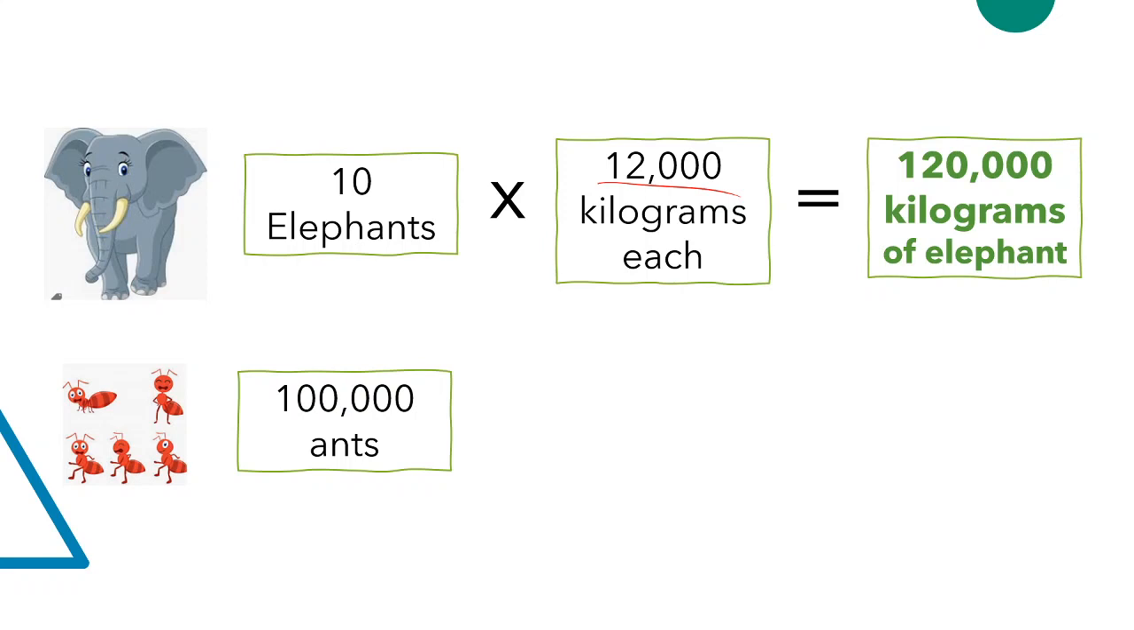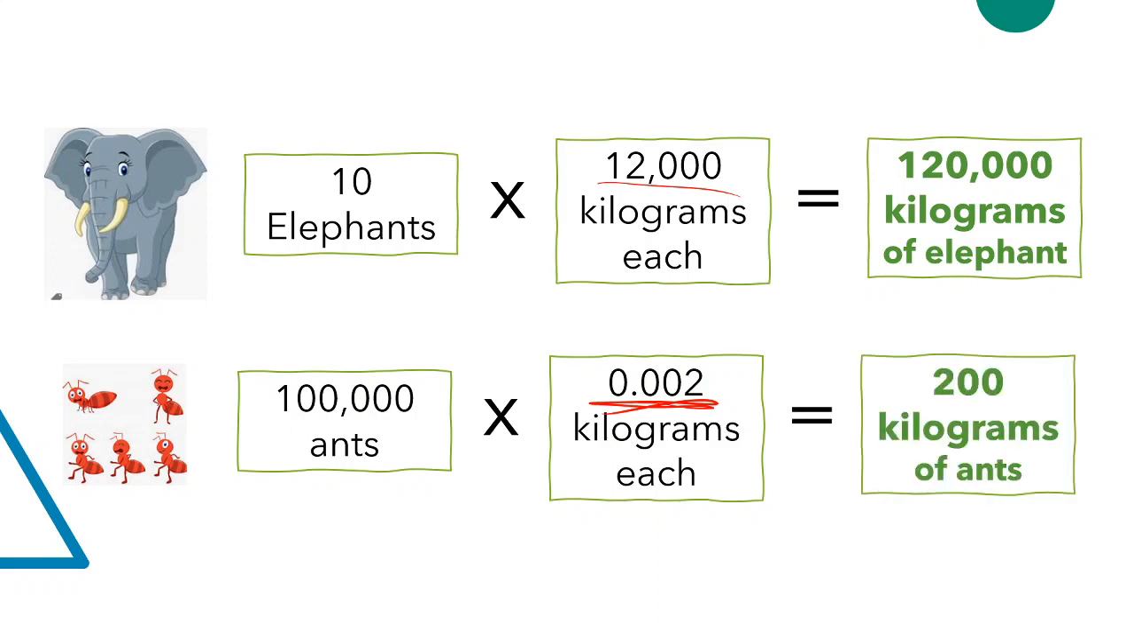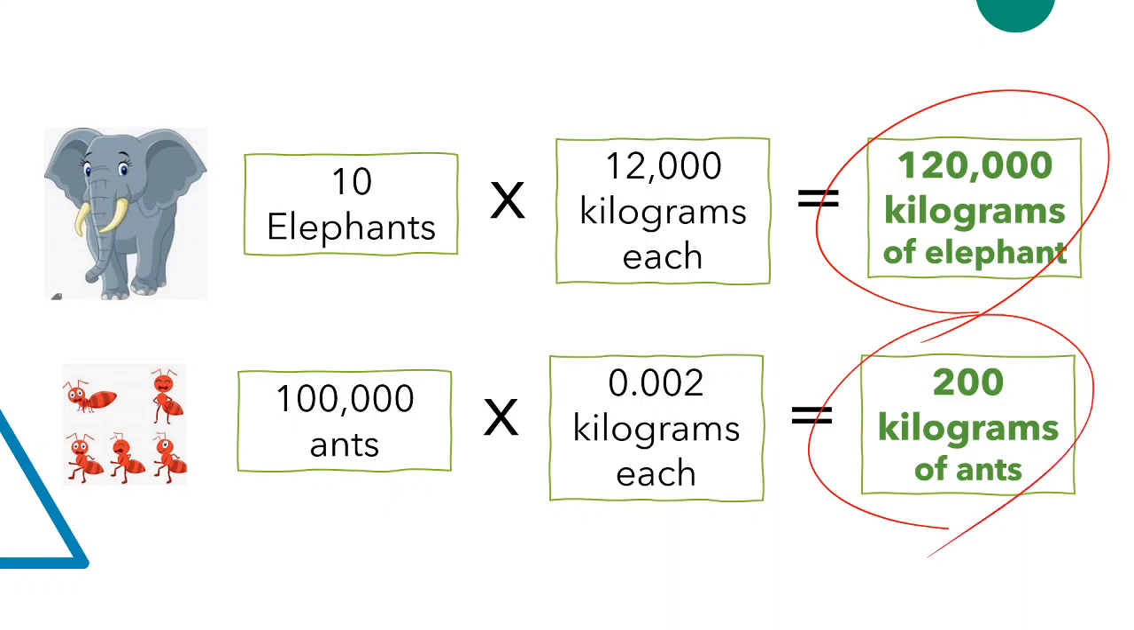If we take those 100,000 ants, but multiply them by the fact that they only weigh 0.002 kilograms each, well, then that would give us a very different result that only adds up to 200 kilograms of ants. So in this case, would you say, do we have more elephants or do we have more ants? If you're counting just by number, obviously we have more ants than we have elephants, but if you're counting by biomass, we have a lot more mass of elephants than we do of ants.